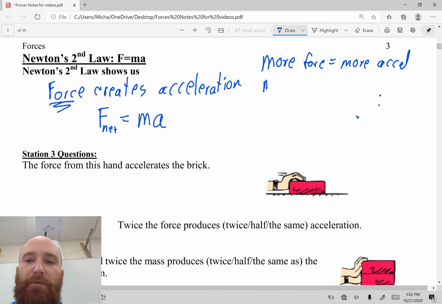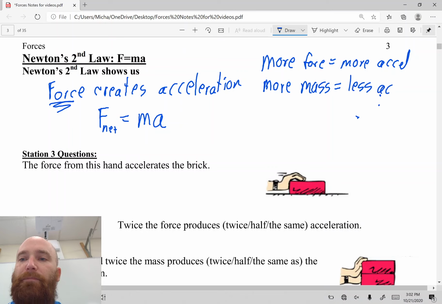But also, it means that more mass would give you less acceleration, which is something that you know intuitively. A heavy object is harder to accelerate. So to accelerate a more massive object, you need to exert more force on it. We did this kind of exercise in class, but we'll go back over it in a second.